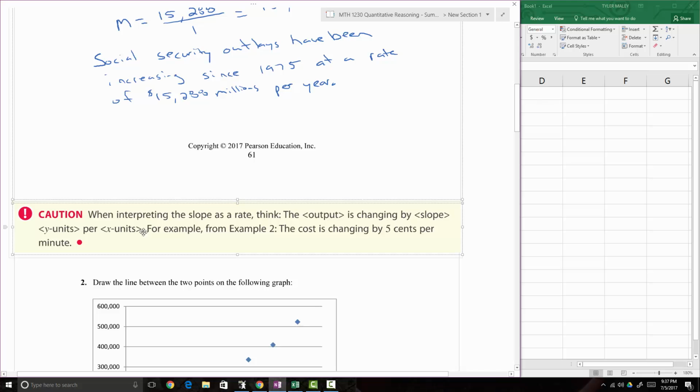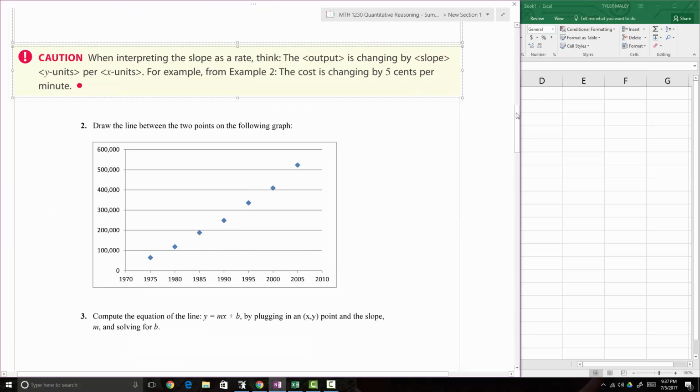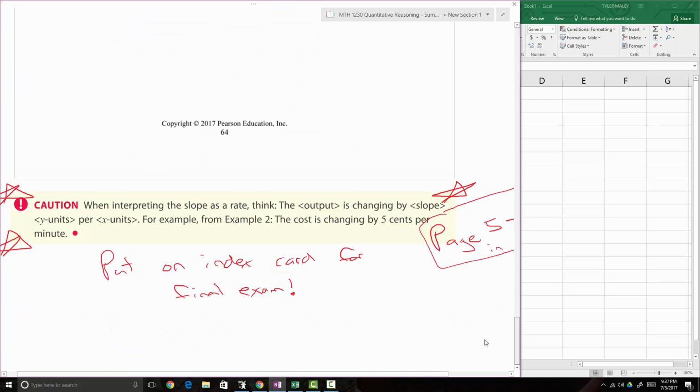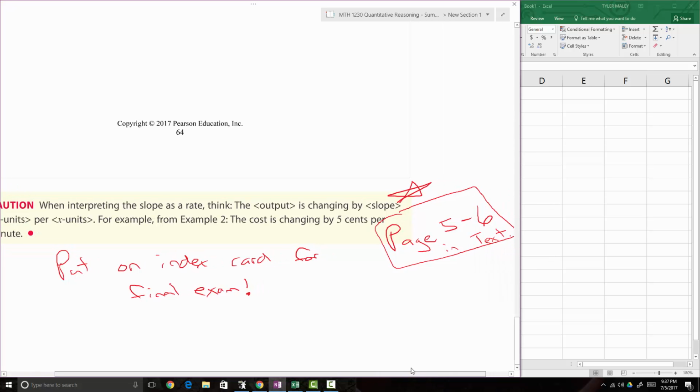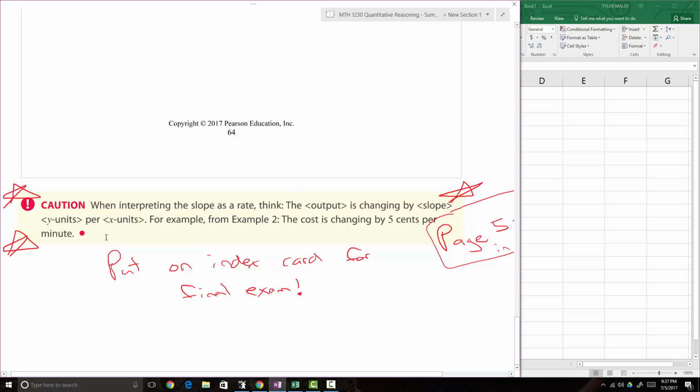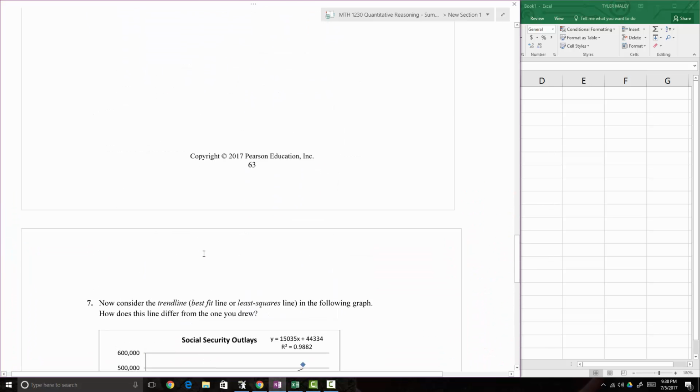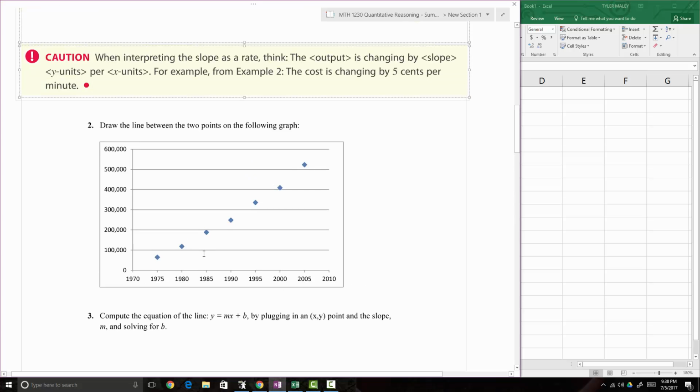So this is in the book. It's at the very bottom of the notes, and I was going to talk about it at the end, but I guess it makes more sense now. This is on page 5-6 in the text, and I highly recommend knowing how to make this generic sentence. It's very helpful in interpreting the slope. You want to put this on an index card for the final exam. That's how important it is. That's something that I would do. You can use an index card for the final exam also.